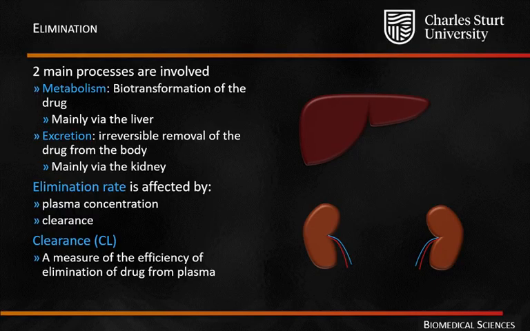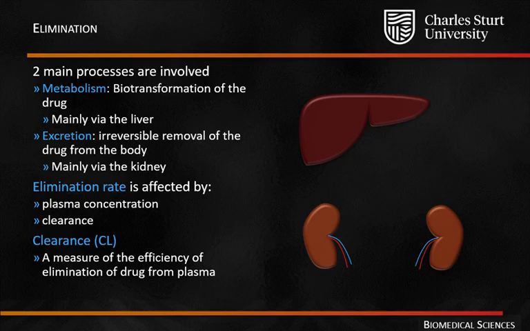urine via the kidney. Now, the elimination rate, so the speed at which the drug is removed, is influenced by the plasma concentration, so how much drug is available for elimination, and clearance. Now, clearance is actually a measure of the efficiency of the elimination of drug from plasma.